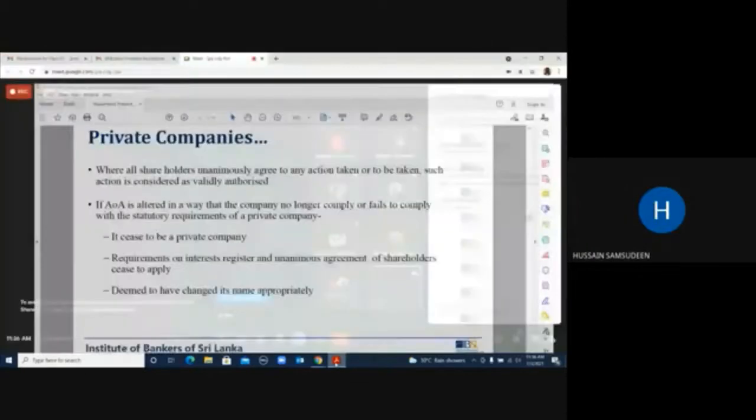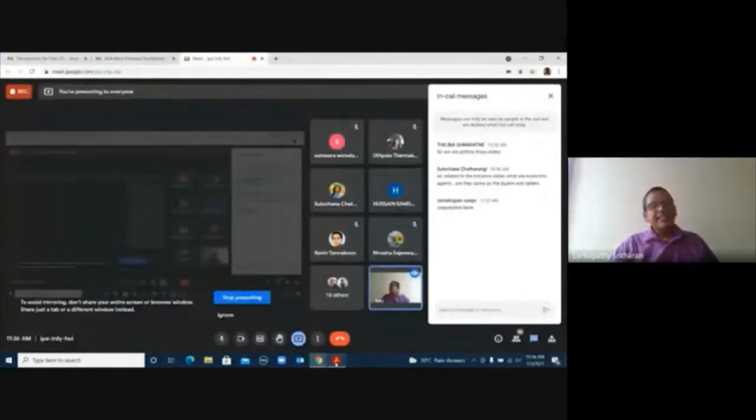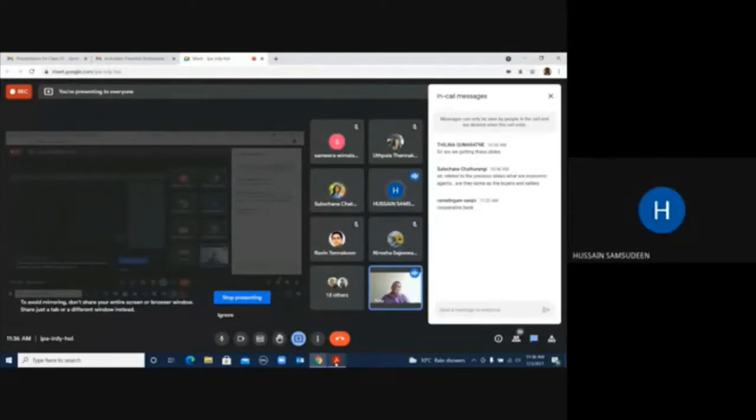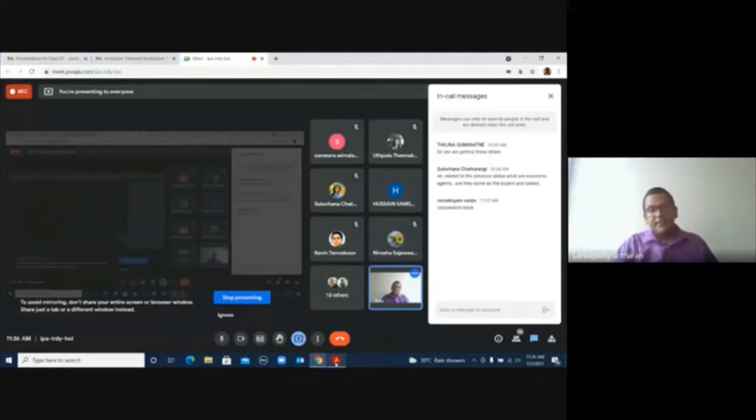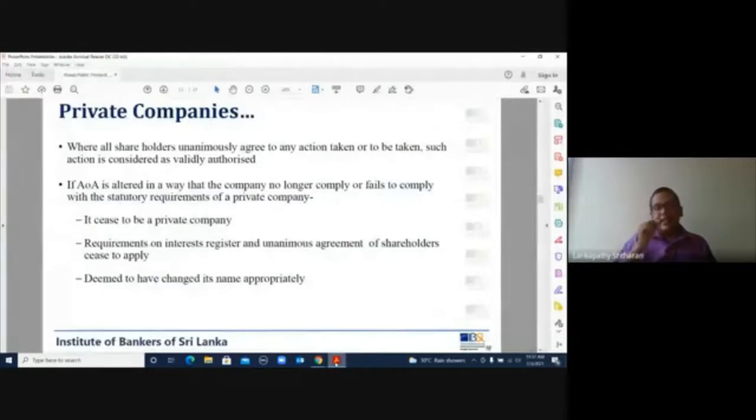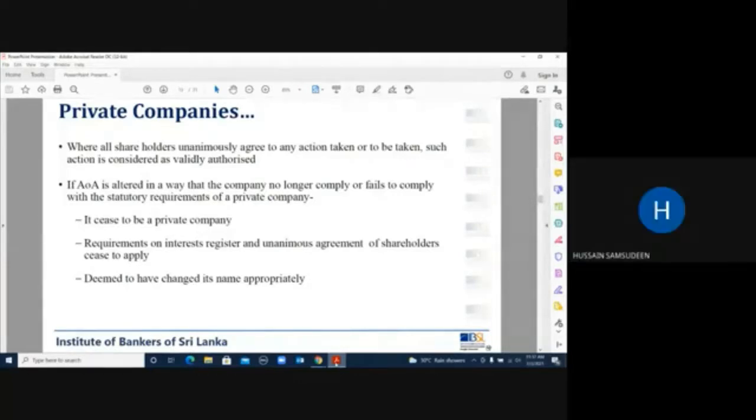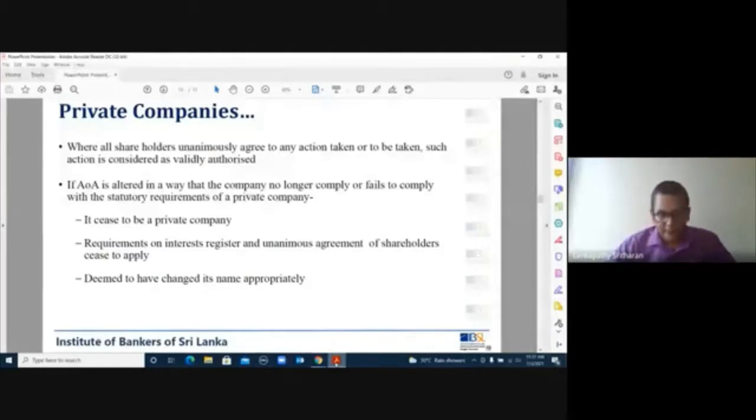It should say limited. Yeah, which has to say limited. And other than that, within the bracket, they have to put PVT, private. Private limited, yeah. If it is a private company, they have to mention PVT within the bracket. So once they leave the private company status, then they have to change their name. They can no longer mention PVT within the bracket. So they have to move into PLC. Generally, other companies have to go for limited. Oh, no, sorry, PLC, if it is a listed company.